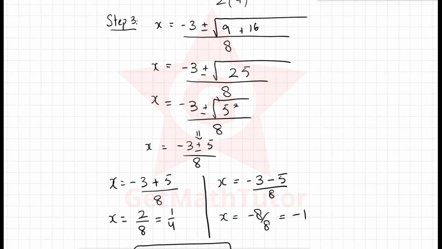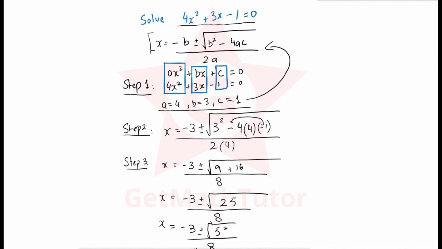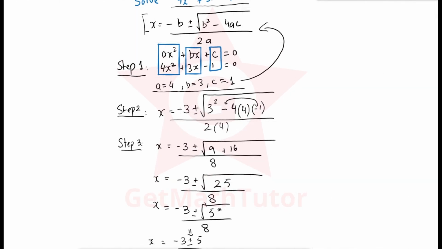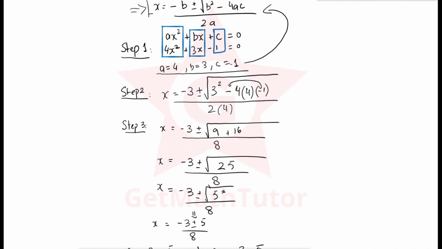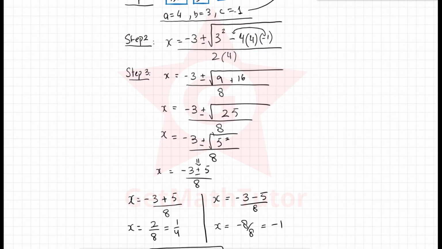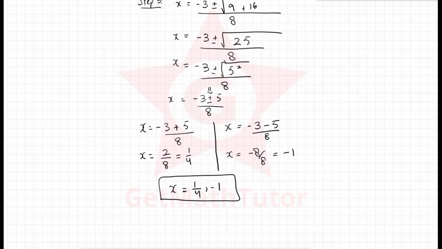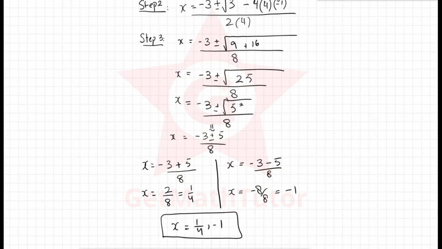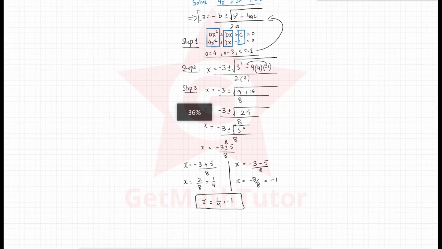Okay, so once again, just to summarize, we were given a quadratic equation. We had to find values of x which solved this quadratic equation. So we used the quadratic formula, which is given here. In step 1, we compared our given quadratic equation with the standard form of a quadratic equation. We found the values of a, b, and c. In step 2, we substituted those values into the quadratic formula. In step 3, we simplified further, and then we found values of x equal to 1 over 4 and minus 1. So this is how the whole solution looks.